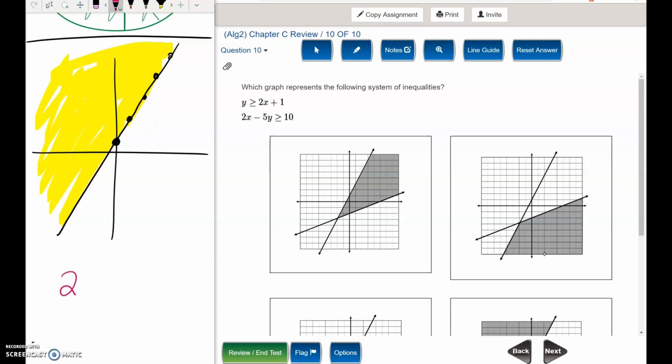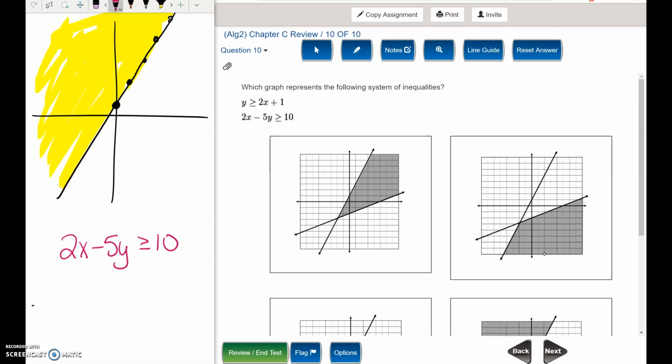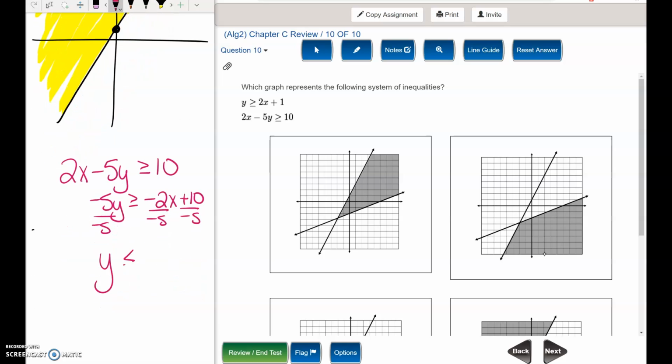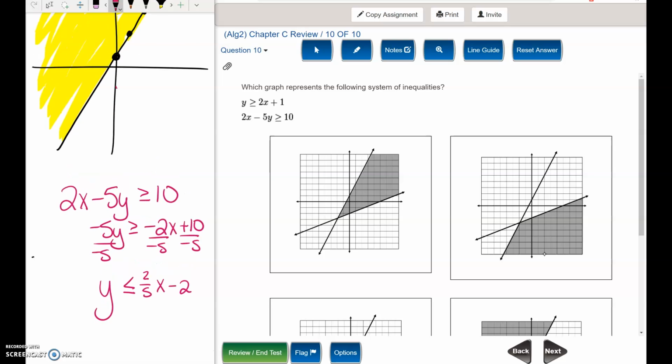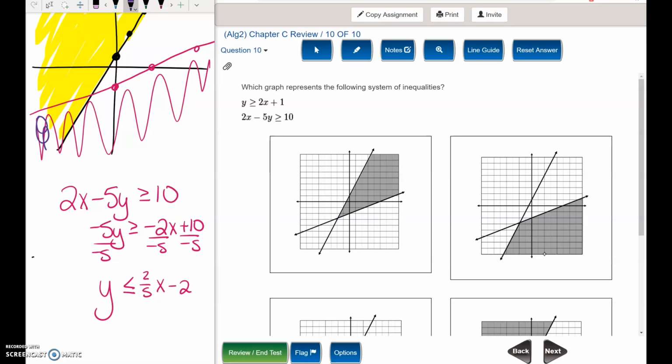Then 2x minus 5y is greater than or equal to 10. What do we need to do with this? We need to subtract 2x on both sides and then divide by negative 5. What happens when we divide by negative 5? Switches that symbol. So we have 2/5 x minus 2. So this one starts down here, up 2 over 5. So something kind of like that. Solid line. And this one I need to shade down. So my final solution area should be the left bottom part.